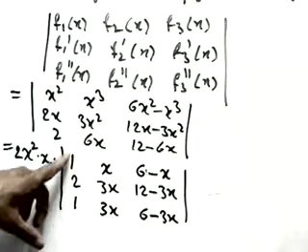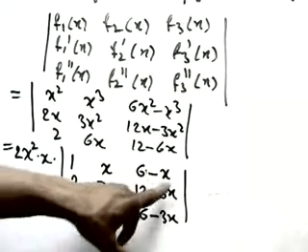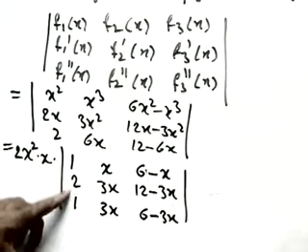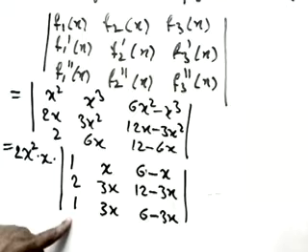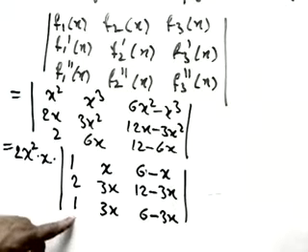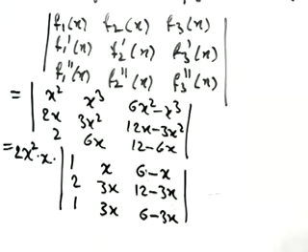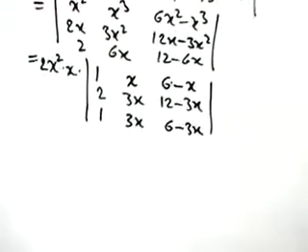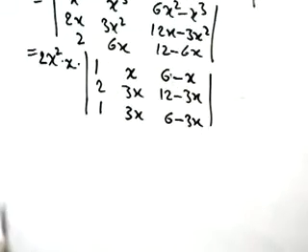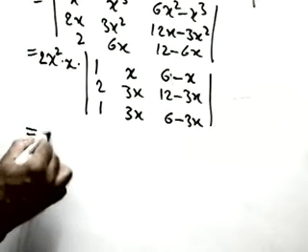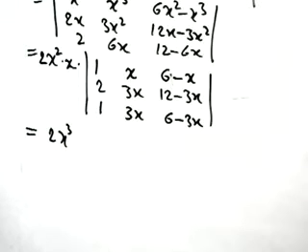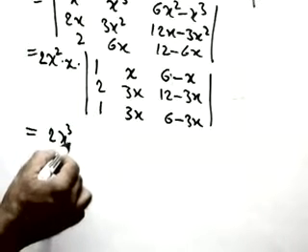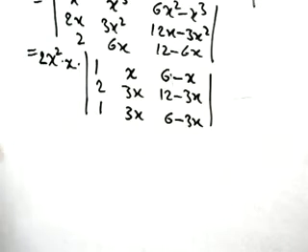So just revise: we have taken common x square from the first row, so x and 6 minus x square. Here also we have taken common x: 2, 3x, 12 minus 3x. Here we have taken common 2, so it is 1, 3x, 6 minus 3x. We can directly solve, or if you want, we can make it even easier. You see here, 2 into x square into x will be x cube.